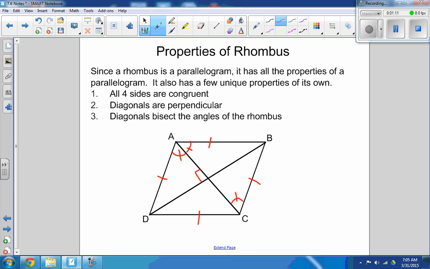Now, since opposite angles are congruent, and then they're bisected, you can see all the angles from A and all the angles from C are congruent, and then all the angles of B are congruent to the angles of D. So again, a rhombus has all the properties of a parallelogram, and then it's got a few additional properties.